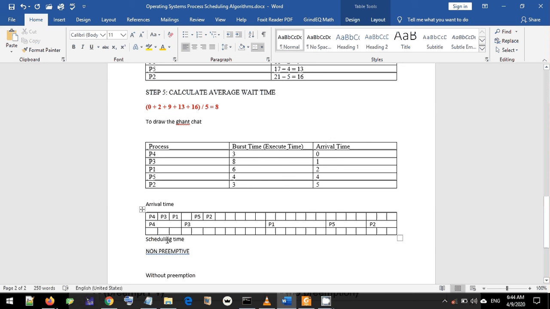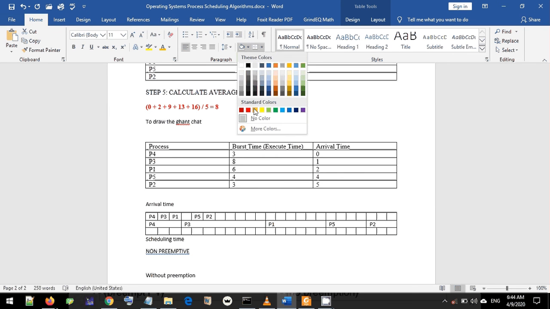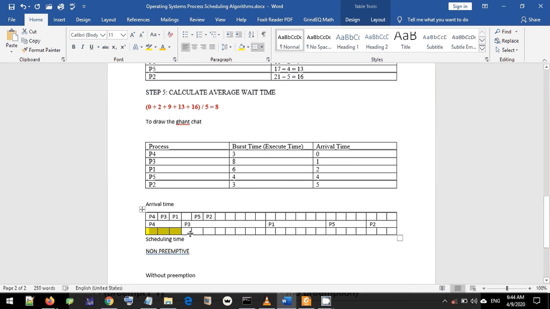Now let us see what happens when they start executing. At the 0th time instant, process 4 arrives, and process 4 has a burst cycle of 3. So process 4 executes for the first 3 cycles. Next we have process 3, which has a burst cycle of 8. So process 3 will execute for the next 8 cycles.